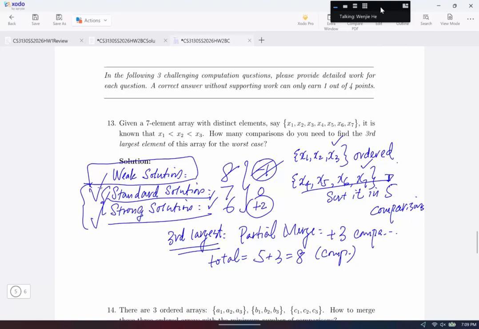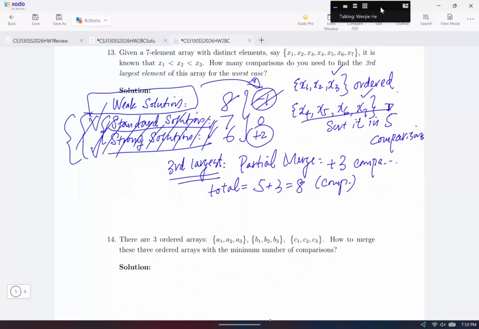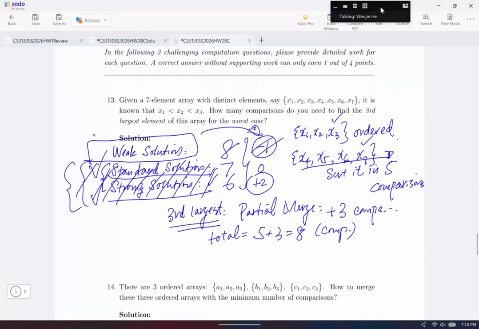So if this part is not there, then I move the weak solution to the standard solution. So I will give you full credit. Even if you use the weak solution, I will give you full credit, under the situation that nobody can solve it with better versions of solutions. Also true for other questions. So I use this policy for all of our challenging questions.